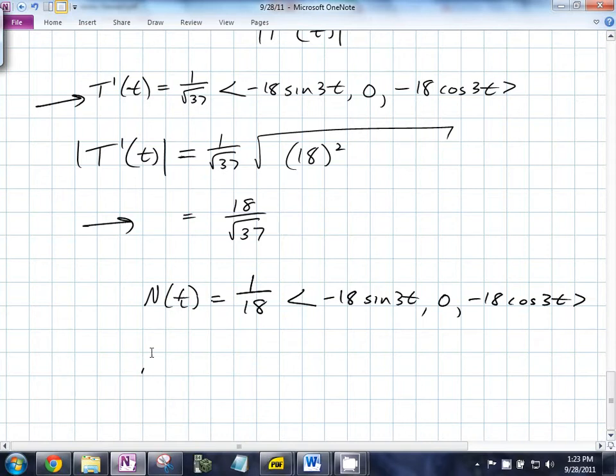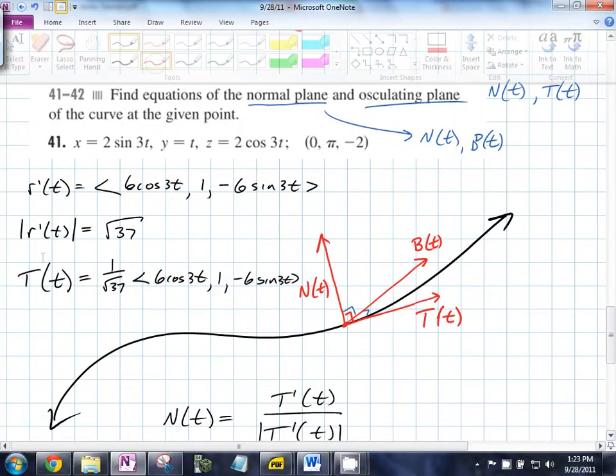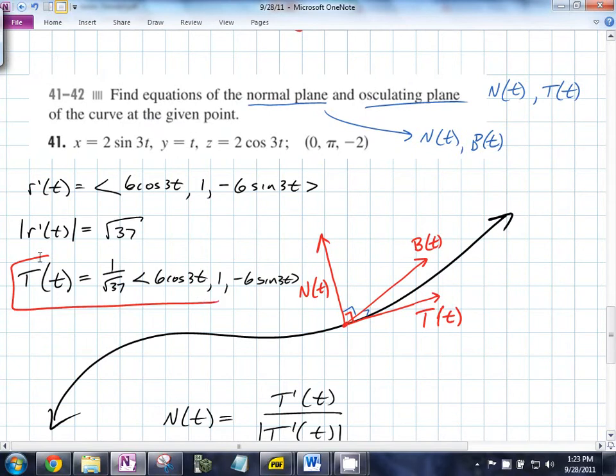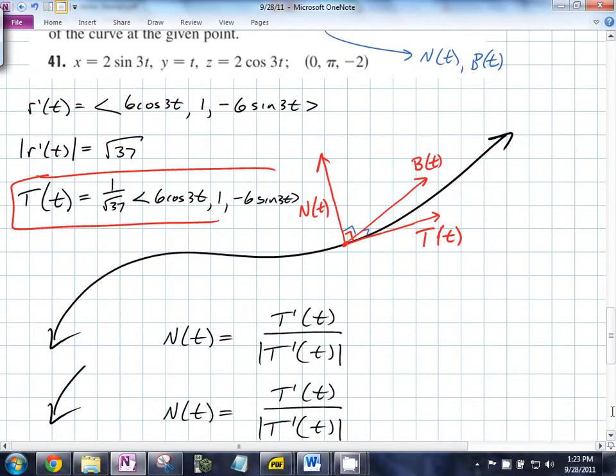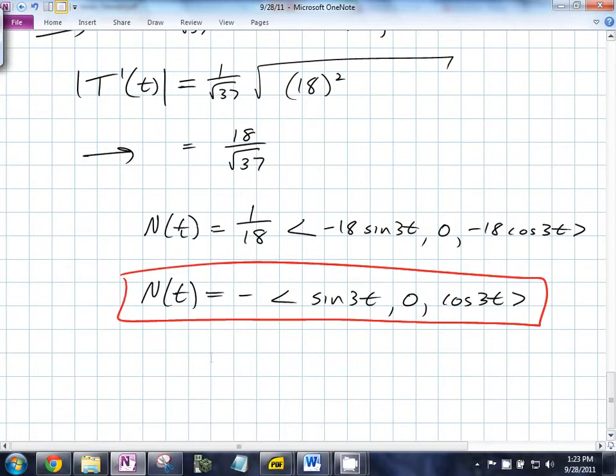So we now have T of t right here. What else do we have? N of t. And now the definition for B of t, what was the definition of B of t? It's T cross N. That's your strict definition. What happens if you cross N cross T? The other way. It's the exact opposite direction. Still very helpful in this case, but we're doing T cross N. So in this case, what is T?